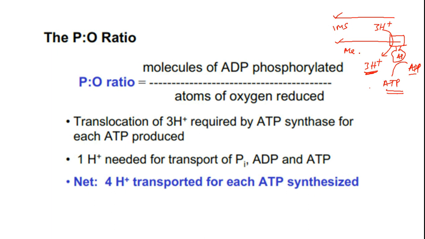In the last slide we have also seen that for obtaining inorganic phosphate, we need 1 proton to drive it into the matrix. This is a symport mechanism where it consumes 1 more proton. So that's the reason why a total of 4 protons are needed for synthesis of 1 ATP molecule.